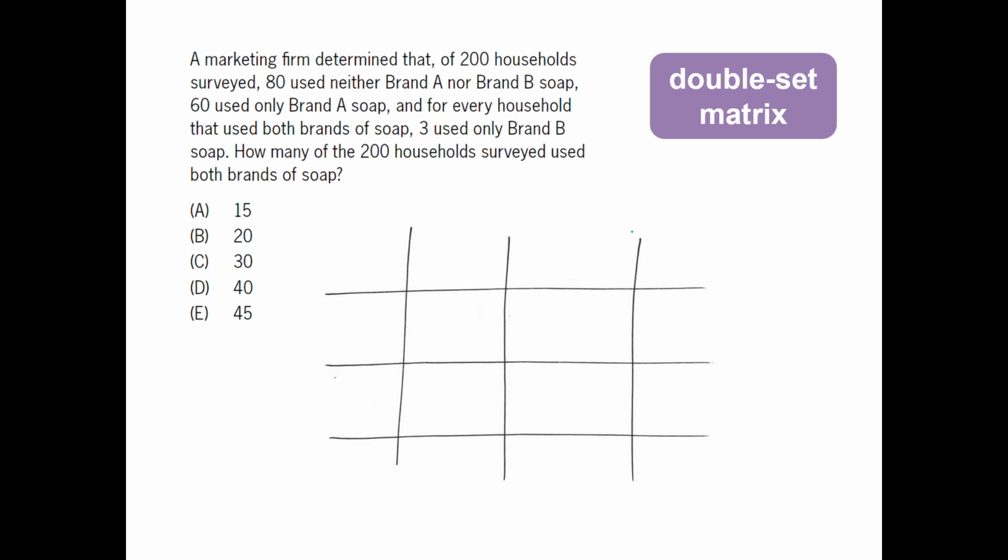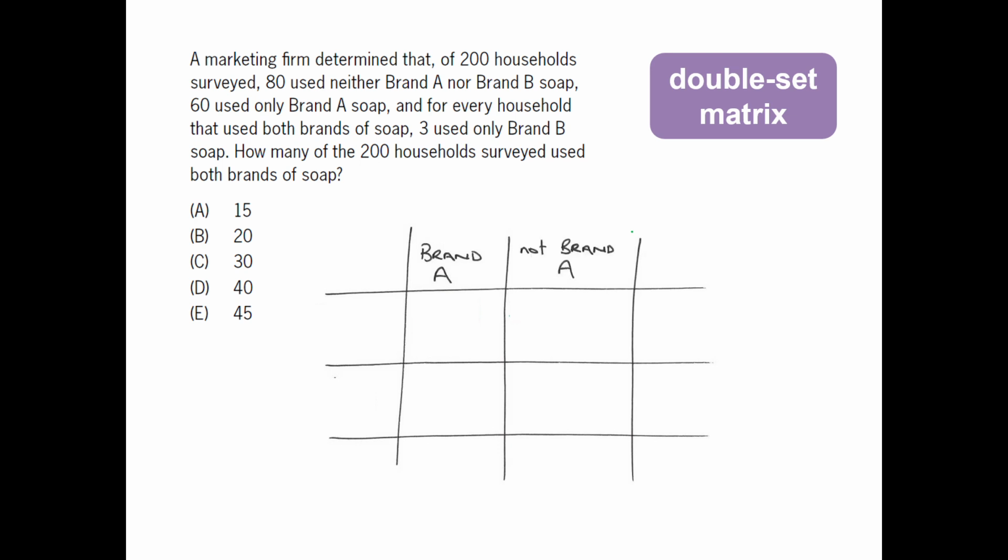We set up a table with 3 lines across and 3 lines down to help us organize our information. Next, let's put some labels here. We can pick one of the sets, the households that used brand A soap, and label that as one column. Then we're going to label the other column as the opposite. And this is very important. The opposite of brand A is not brand A, the households that didn't use brand A soap.